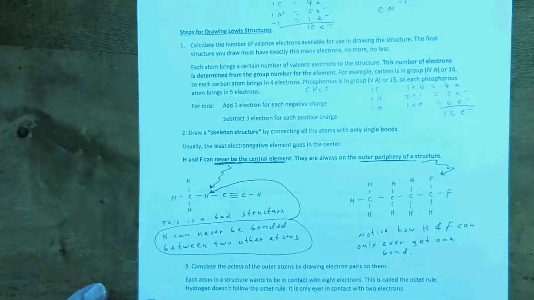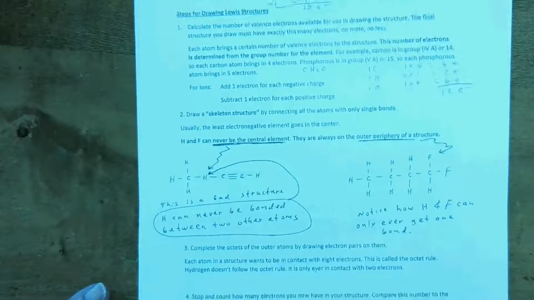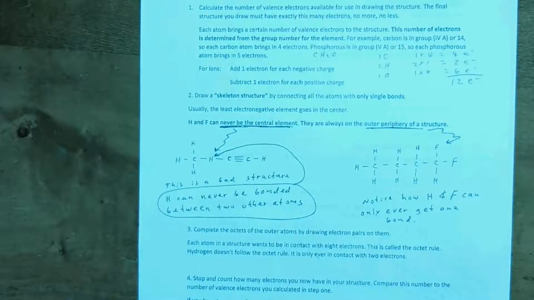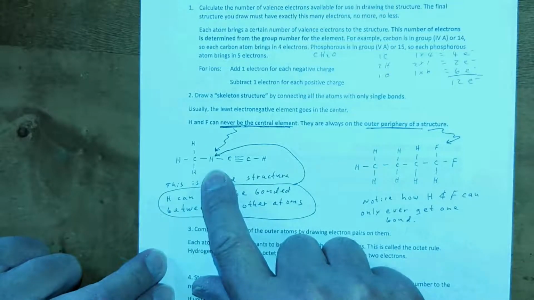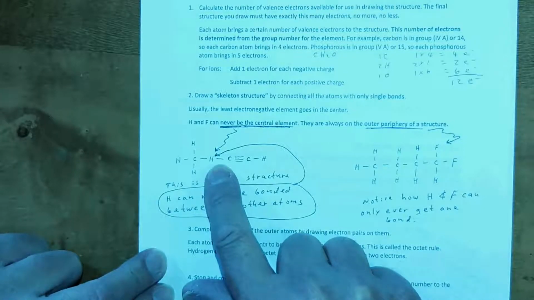Now, the second step when you're drawing a Lewis structure is you draw a so-called skeleton structure. Skeleton structures are pretty easy to do. Some people get a little bit hung up on them because they don't know some simple rules. One of the rules that you should definitely know when you're drawing that skeleton structure: never put hydrogen in the middle of the structure like I've shown over here. You can never, ever, ever have your hydrogen bonded to 2 different atoms.